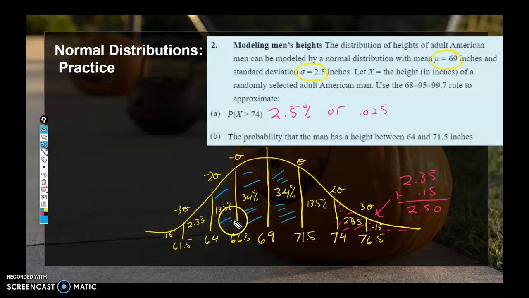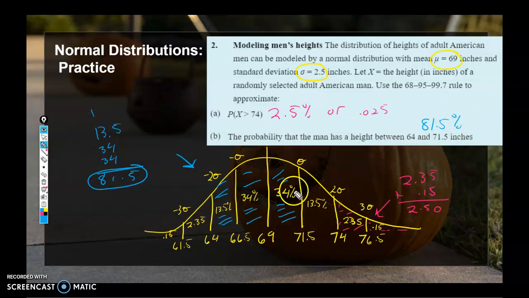B, the probability that the man has height between 64 and 71.5. So that's these 3 slices here. We've already computed how much data is in each one of those slices, so we just add it up. 13.5 plus 34 plus 34 is 81.5. You will be recognizing we get a lot of these numbers that are similar. So the probability that we fall in this range, just add up the percentages.